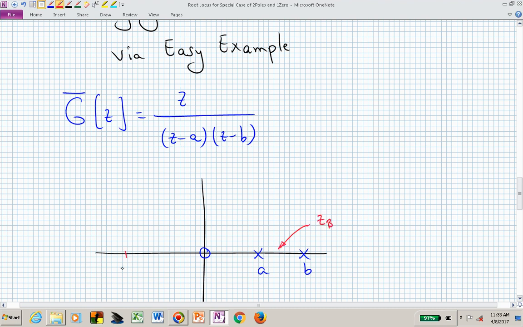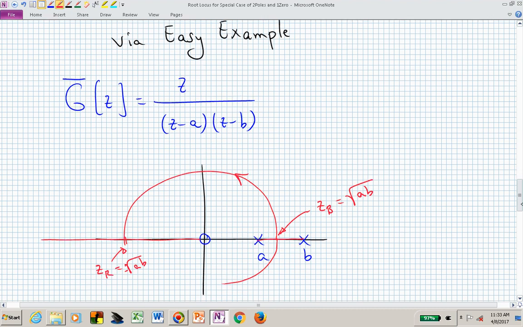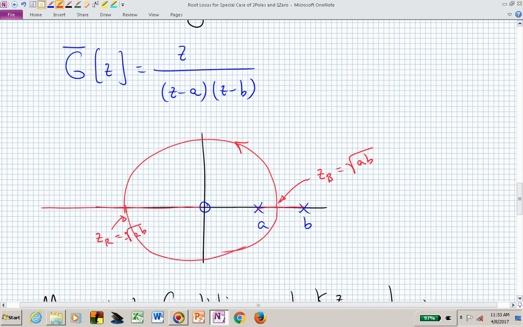and our reentry point is this minus square root of AB, and this is the square root of AB for the breakaway, because we know that our root locus is going to have a segment between the two poles. We'll have another segment to the left of the 0. We will break away, have our circle with the 0 at the center of that circle. Then they will re-enter. One will go to the finite 0 at the origin. The other one will zip off to the infinite 0.